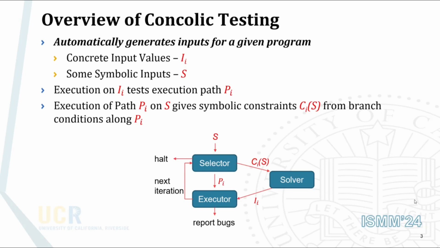Here's a quick review of how it works. First, the user needs to specify some symbolic inputs S. The selector will select the path pi, and the execution of path pi on S gives a symbolic constraint ci. The constraints are collected from branch conditions along the path pi. Then the constraints ci are sent to the solver when we need a concrete value to run some functions, or we need to reduce execution complexity. It will solve the concrete input I for symbolic input S and send it to the executor. Finally, the bugs are reported if there are any, and it moves to the next iteration to test path pi plus 1 using random or first-order selection until all user-expected paths are tested.